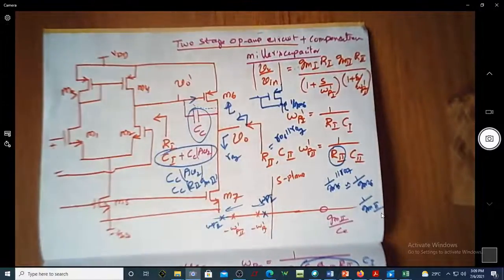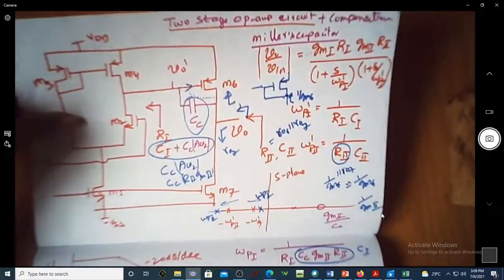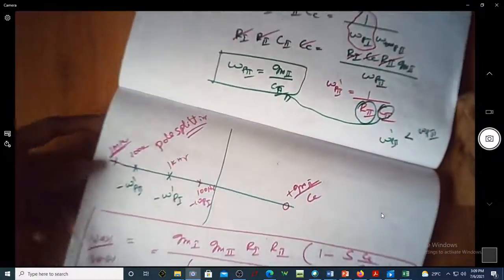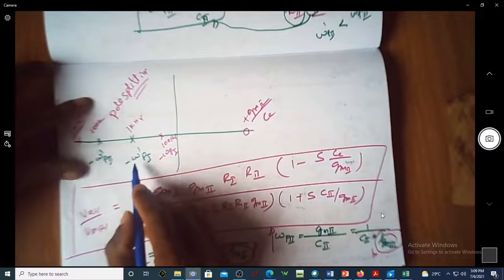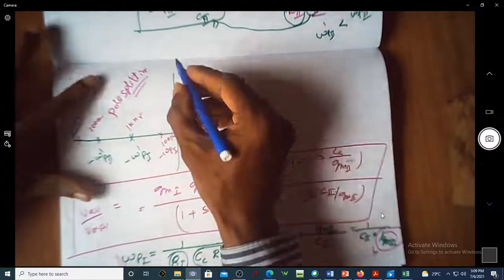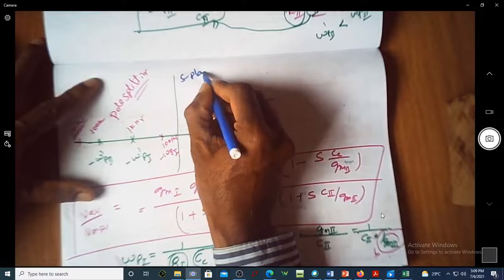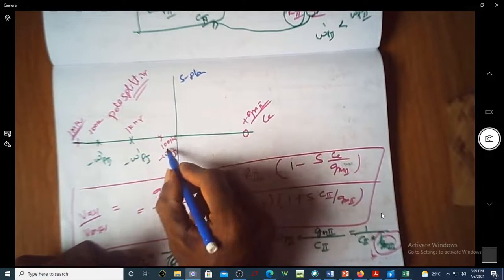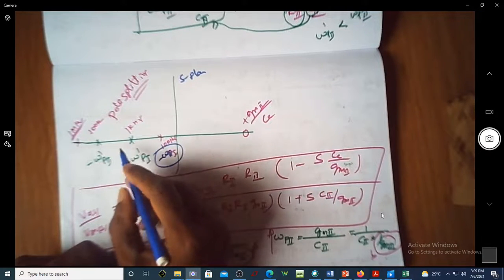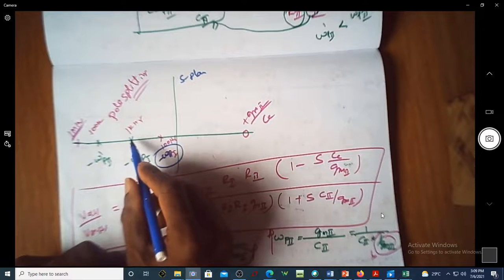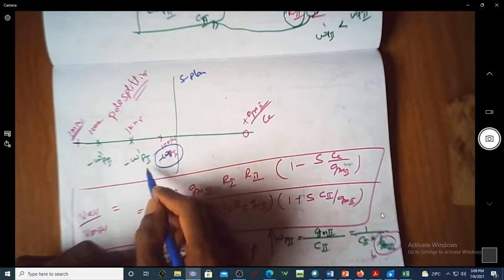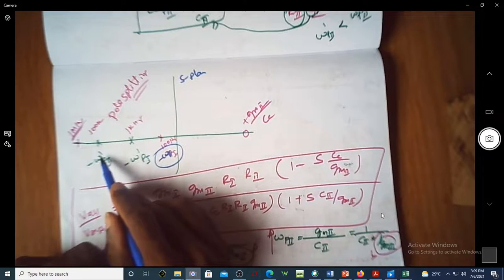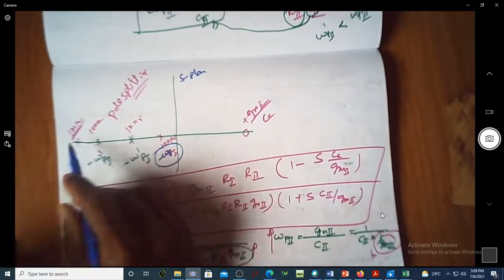We actually obtained the location of poles and zeros also. This is exactly the location of poles and zeros on the S plane, at minus omega. This is after compensation, minus omega P1, and P1 dash was the initial position. P1 is after compensation. P2 dash is before compensation and this is after compensation.